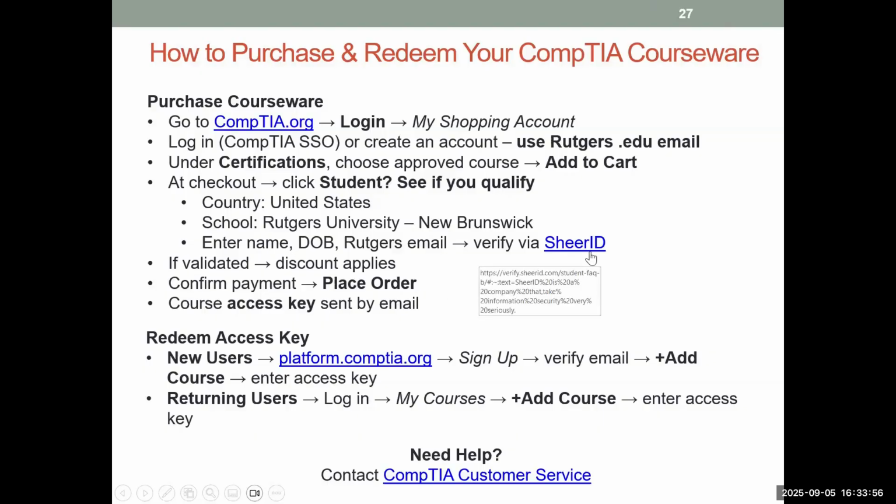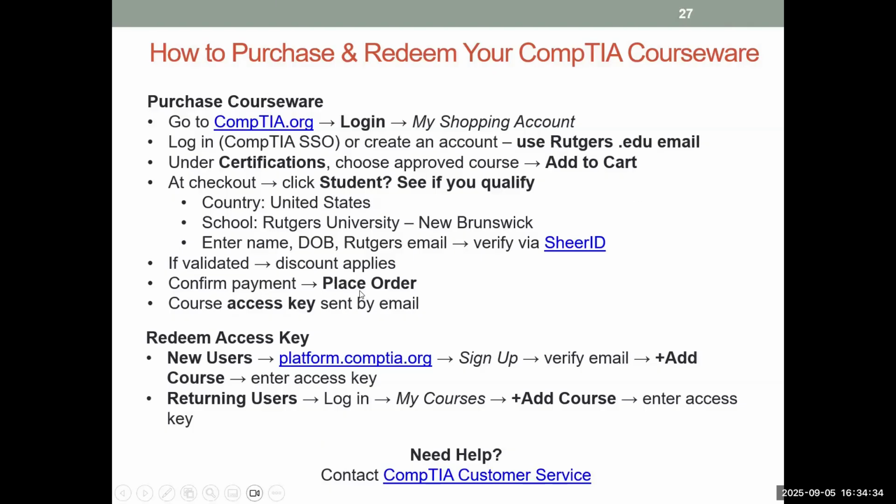So SheerID, you may have had to do this before in other classes. It's pretty common. You basically have to prove that you are indeed a student and they'll validate your student information. At checkout, you're going to see a prompt that says student, see if you qualify. You're going to click on that. You're going to put in United States, and school, Rutgers University, New Brunswick. Make sure you do that. And your name, your date of birth, your Rutgers email address. That's really, really important. Then you send that through SheerID. They're going to validate you as a student, and then they're going to apply the discount for you.